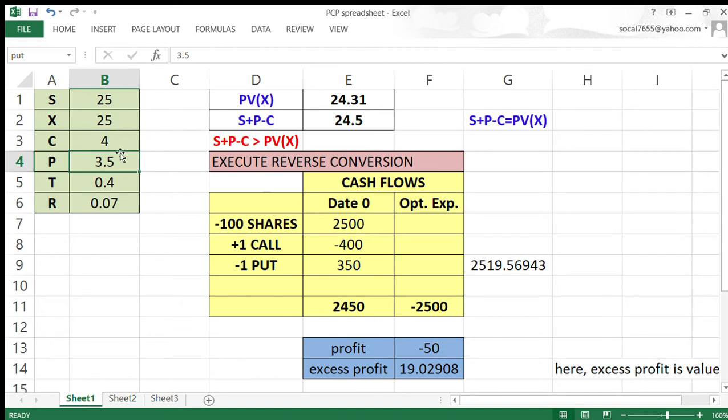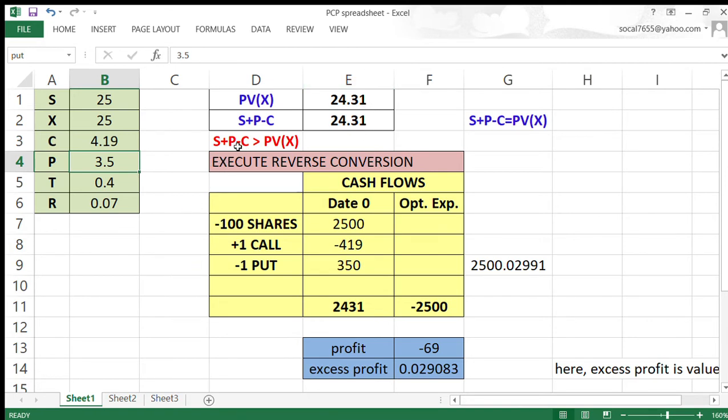The time value, since this call and put are both at the money, every penny of their value is time value. And the difference between the market price of the call and the market price of the put is not sufficient. Okay, it's not sufficient. We can see that, for example, if the price of the call were to be a little higher, that it would make a difference. Here, I'll make the call $4.19, and then we see that these values are the same.